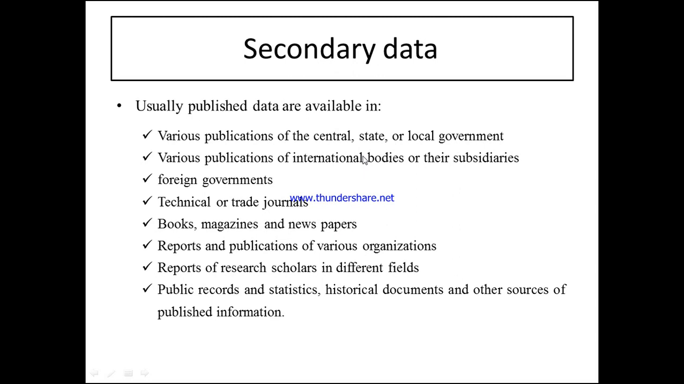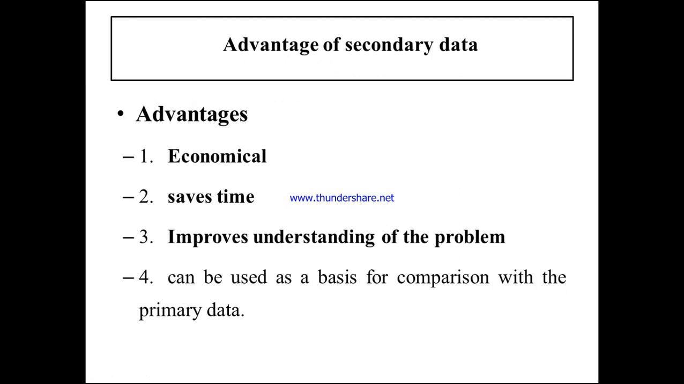All of these are international bodies, and they have various types of publications. The publications of these international bodies are a source of secondary data. In addition, we have foreign governments providing us secondary data. We have journals, books, magazines, newspapers, reports and publications of various organizations, and reports of scholars in different fields. We have public records. All of these are sources of secondary data.